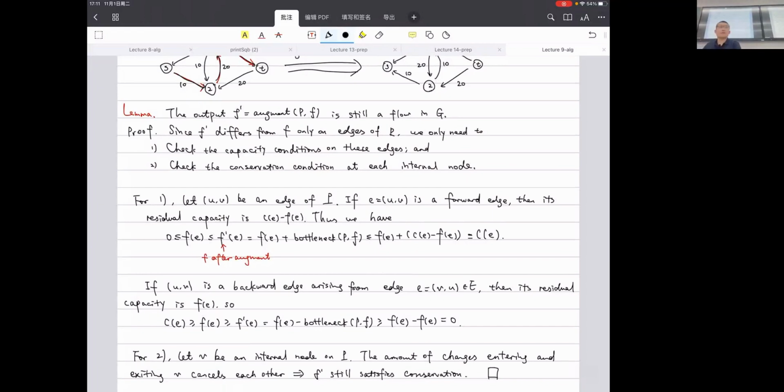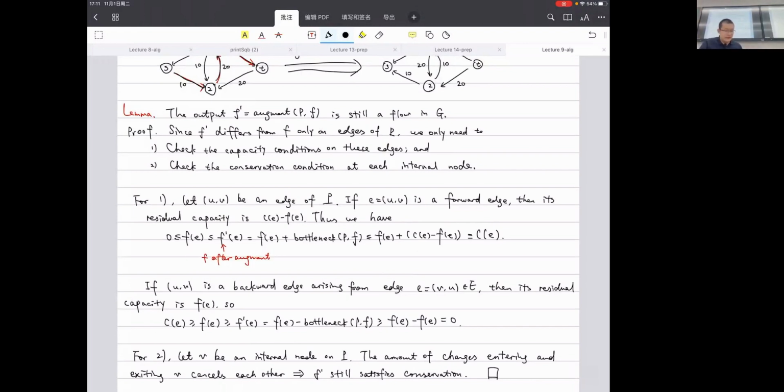Is there any question about the proof of this lemma? I guess I was rushing a little bit in the last hour to prove this. Do you have any questions for this lemma? Okay, if there's no question, I guess this finally goes to the algorithm that we are going to introduce.